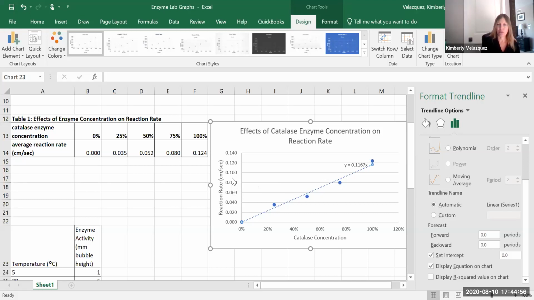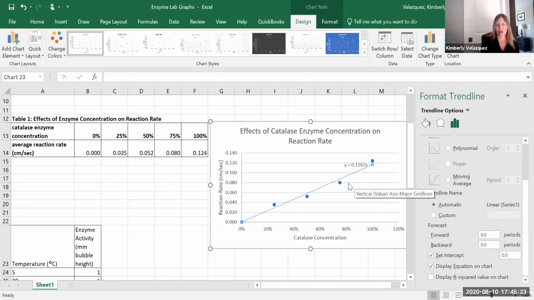The other way I can determine that is I can use the equation. Okay, so Y is my reaction rate. So in other words, reaction rate is equal to 0.1167 times my X, which is catalase concentration. So you can plug the catalase concentration into this equation and predict the reaction rate exactly using that.